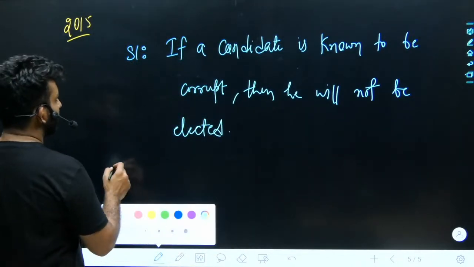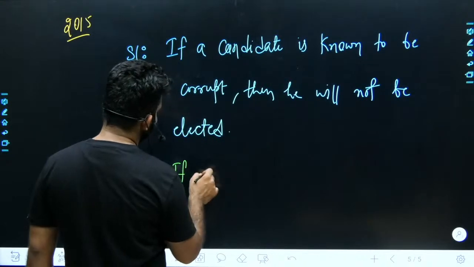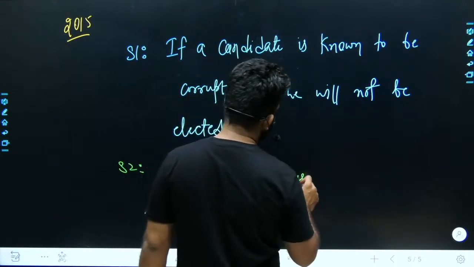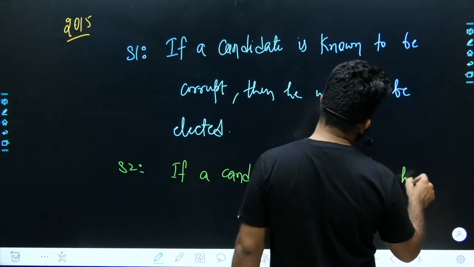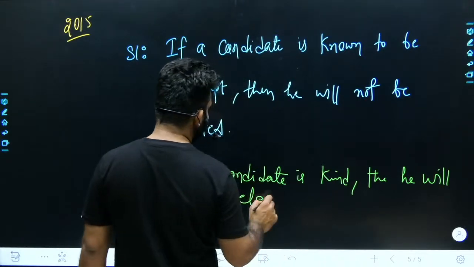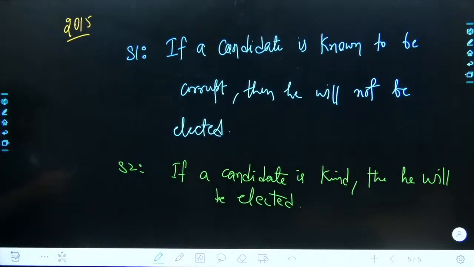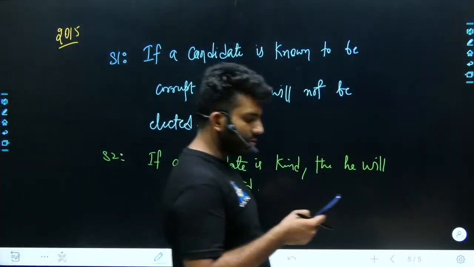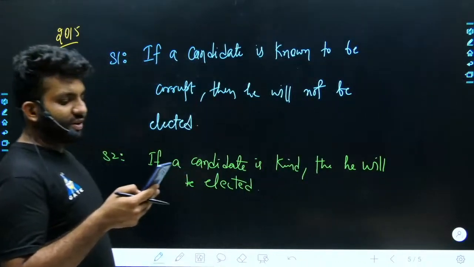Statement 2 says: if a candidate is kind, then he will be elected. On the basis of that, there were some conclusions written, and we need to tell which of these will match. Which of the following statements follows from S1 and S2 as per sound inference rules of logic?